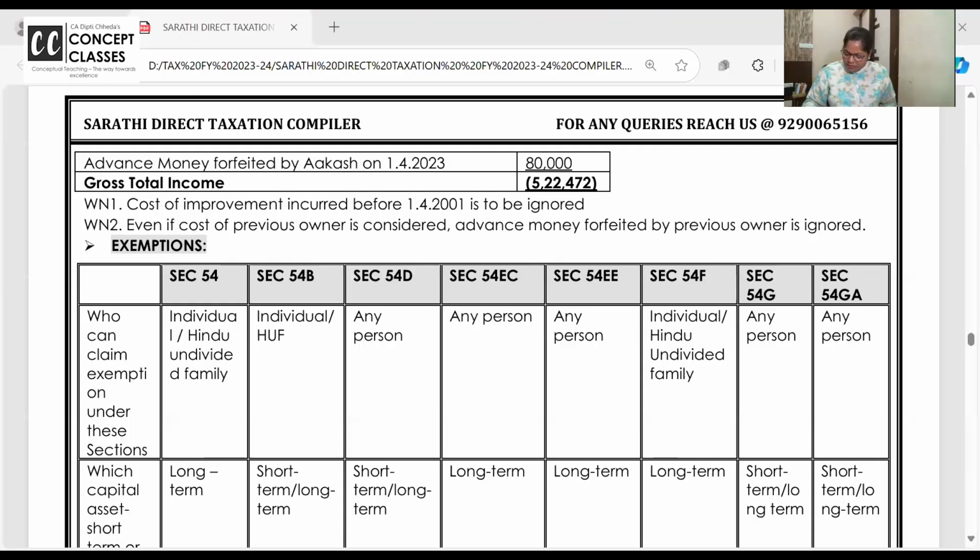So in exam, if they ask you slump sale, exactly same kind of question will come in 7 marks. Inter and final, both, this is like a super hit. Okay. So this advance money forfeited and slump sale is the only thing left. And then we will start with income from other sources. So I'm sharing the material with all of you. DT compiler, I've given all in the app also.